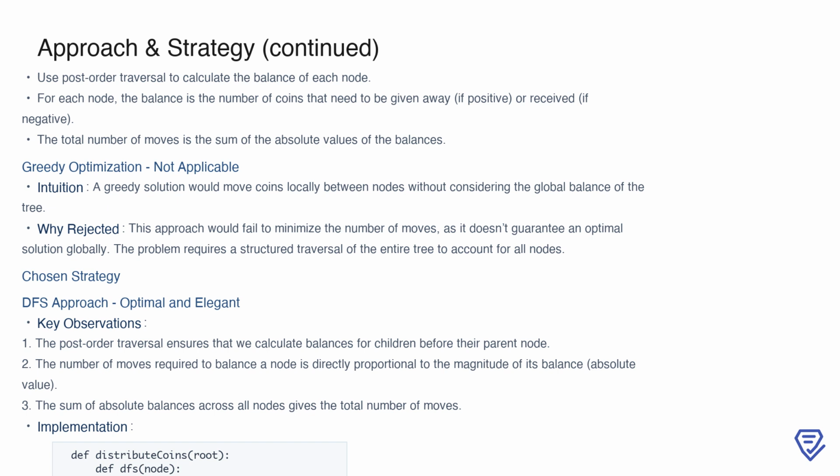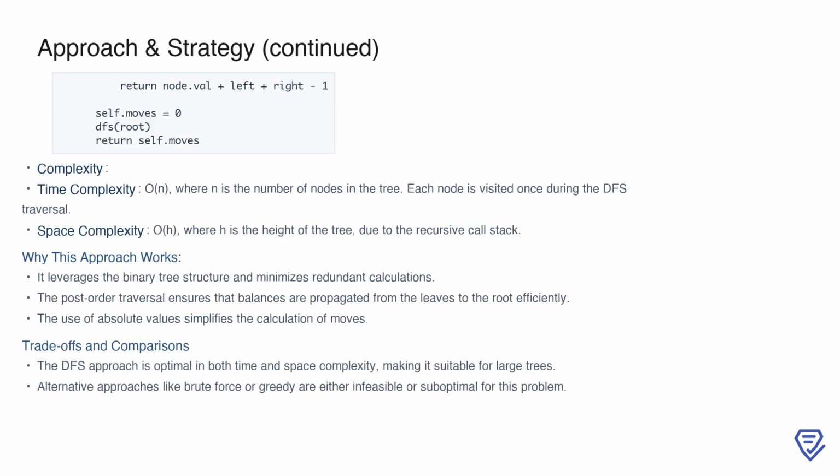Post-order traversal enables us to calculate balances for child nodes before handling their parent, ensuring the flow of excess coins is handled correctly. The number of moves at each node corresponds directly to the magnitude of its balance, and the total moves are derived from the sum of these absolute values. This approach is not only elegant but also computationally efficient. Let's see how the DFS implementation works in practice.